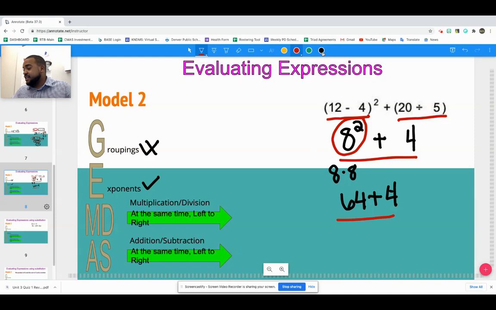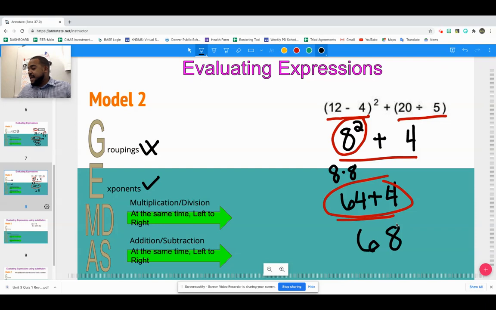64 plus 4. And as we know, if this is the last thing I need to do, I can just do it, but I need to go back and just make sure that that's the last thing I need to do. Do I have any groupings? I do not. Any exponents? Nope. Multiplication or division? Definitely not. Addition or subtraction? Yep, there is an addition operation I want to do. 64 plus 4. Well, that will give me 68.